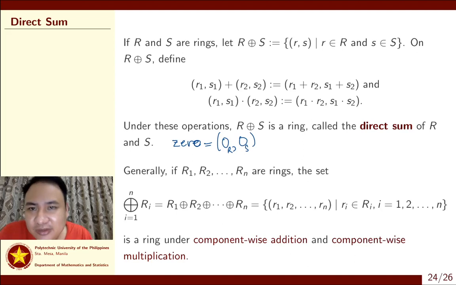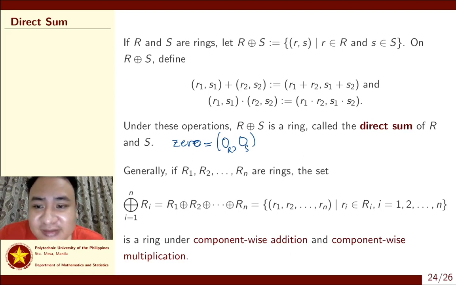Kasi halimbawa, pwedeng si R ang laman mga real numbers, si S ang laman mga matrices. So yung pair mo medyo weird, no? Yung unang coordinate number, pero yung pangalawang coordinate matrix. So ang 0 nun, 0 na number, comma, tapos 0 matrix.